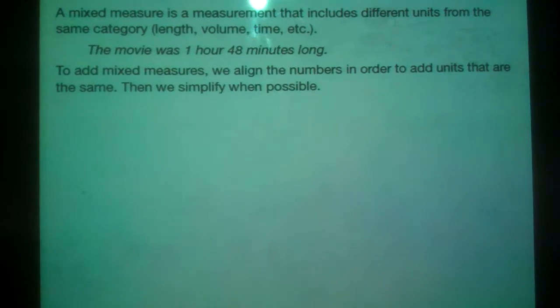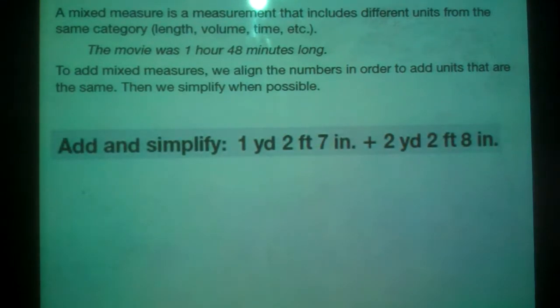Okay, so here is an example of mixed measure. Well, mixed measure is a measurement that includes different units from the same category, so length, volume, time, etc. So movie length. If the movie was 1 hour and 48 minutes long, we could convert that into just minutes if we wanted to. We could convert it into seconds if we wanted to. It says to add mixed measures, we align the numbers in order to add units that are the same. Then we simplify when possible. Alright, so it's kind of just like a regular adding. We line things up.